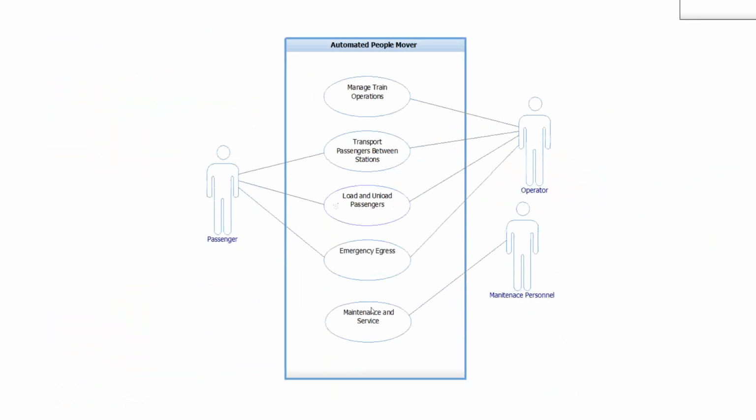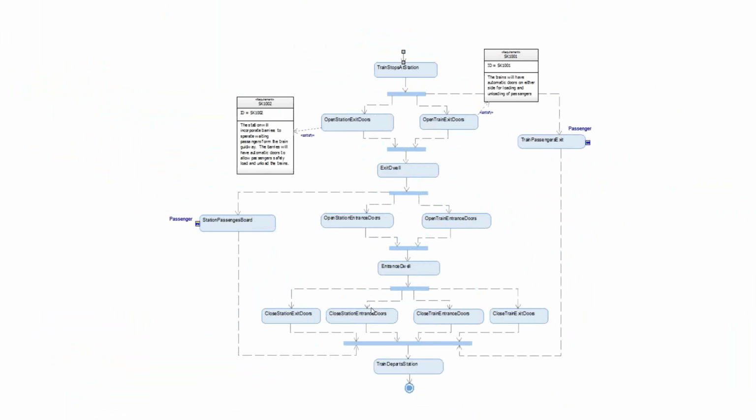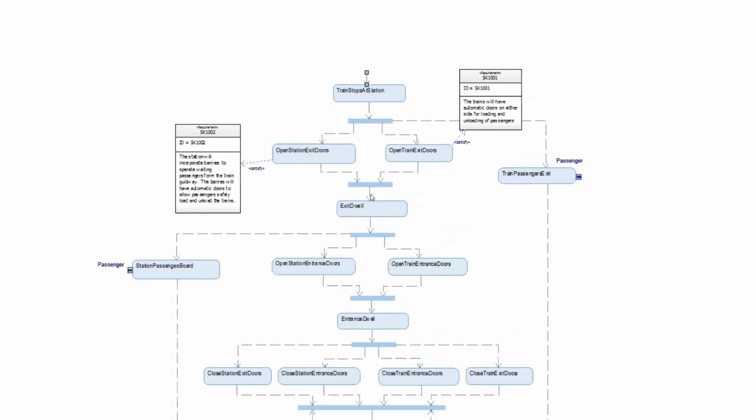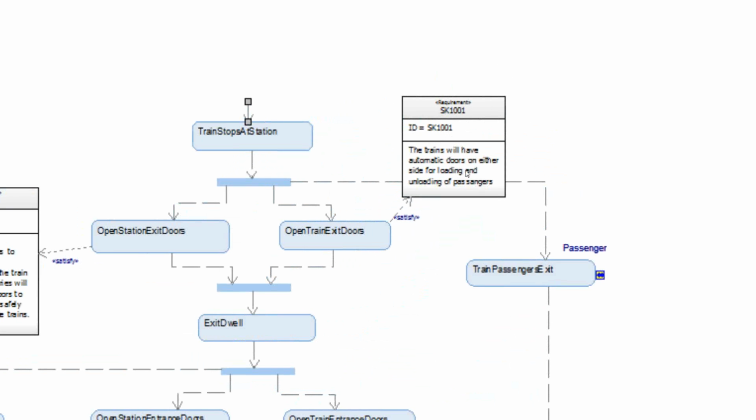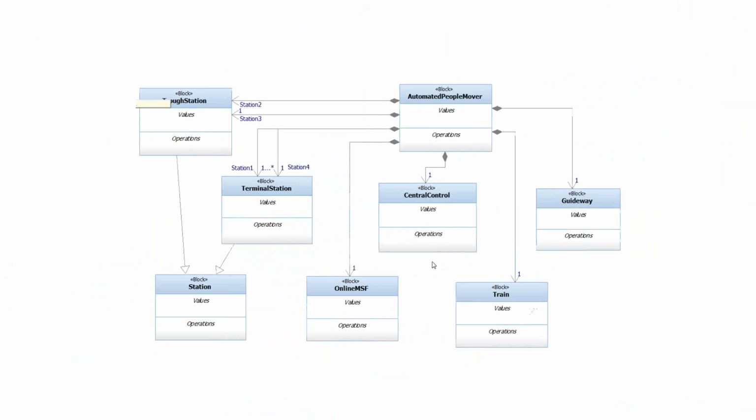So if we go back to our use case, one of the things we would typically do once we've identified, say, some main hazards is to describe this use case in a little more detail. So here's a simple activity diagram which talks about the train stopping at a station, opening the exit doors and train doors. We can see we have requirements that have been tied to these particular actions and so forth. Obviously here the trains will have automatic doors on either side for loading and unloading passengers when we do open the exit doors. So this would be a typical system engineering activity.